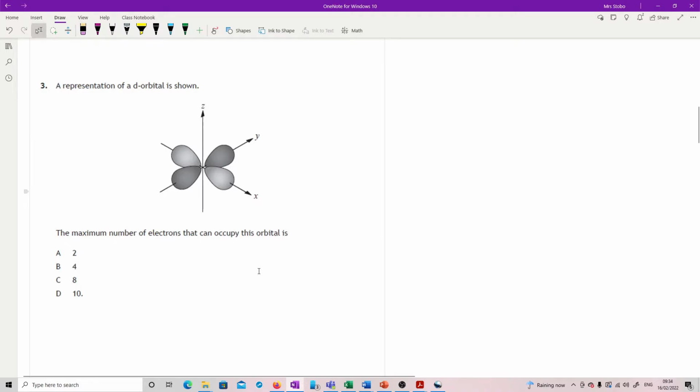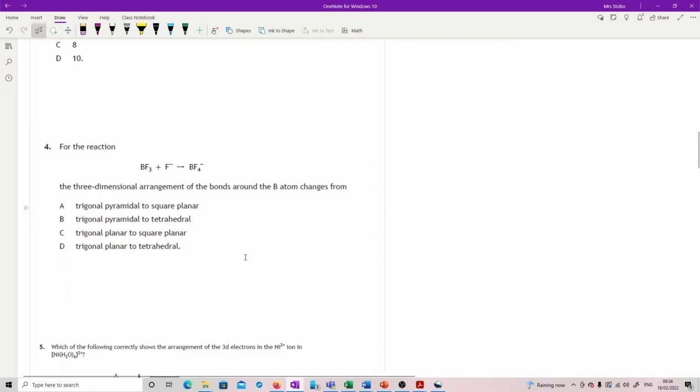Okay, a representation of a D orbital. The maximum number of electrons that can occupy this orbital is... Well, again, this is a straight recall point on this one. Any orbital can only hold a maximum of 2 electrons. It doesn't matter what the fancy shape is they show. All that's showing is where the electrons are spending 99.9% of their time. It's just that outline that they're giving you. But 2, that's it.